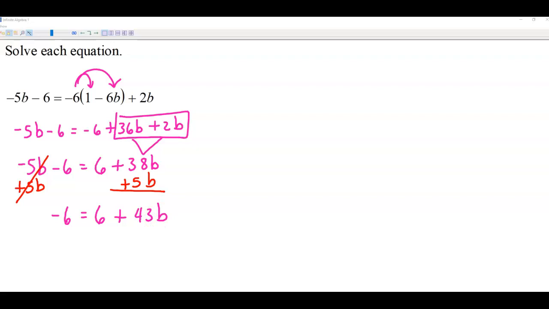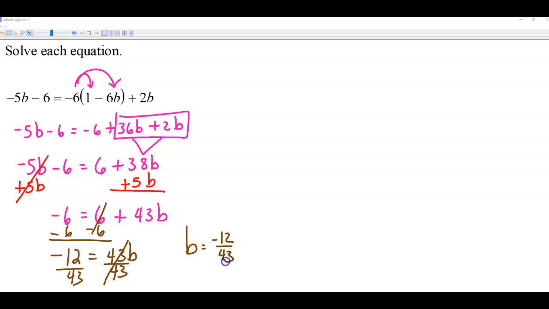And from here on out, it's a two-step equation where you start with addition or subtraction, then you follow that up with division or multiplication. So the subtraction here would be the -6 on both sides. And then divide. And so we end up with b equals -12 over 43. This does not reduce, so I'll leave it just like that.